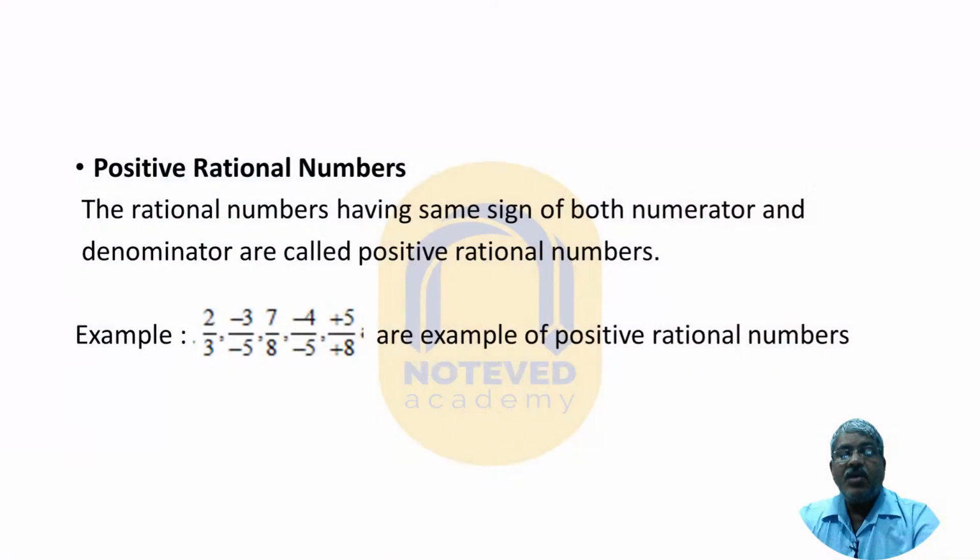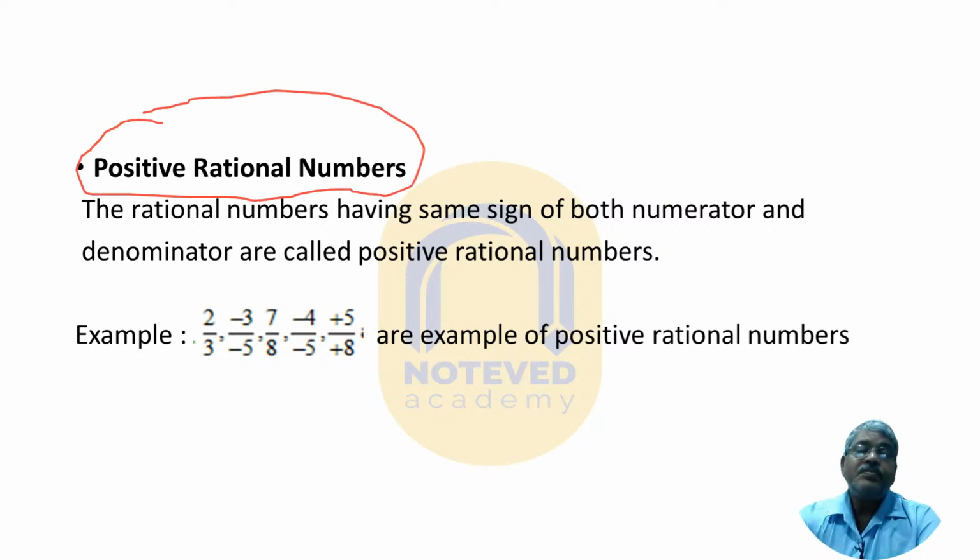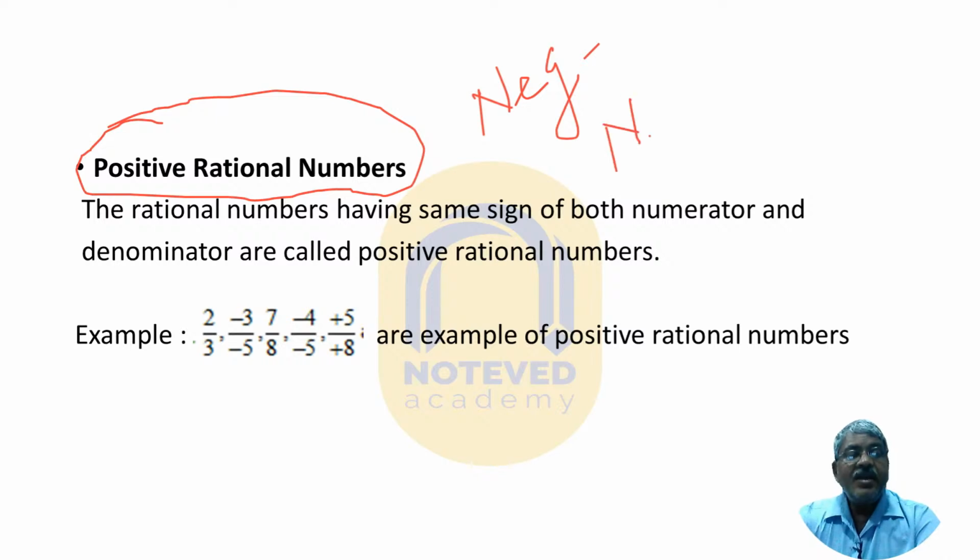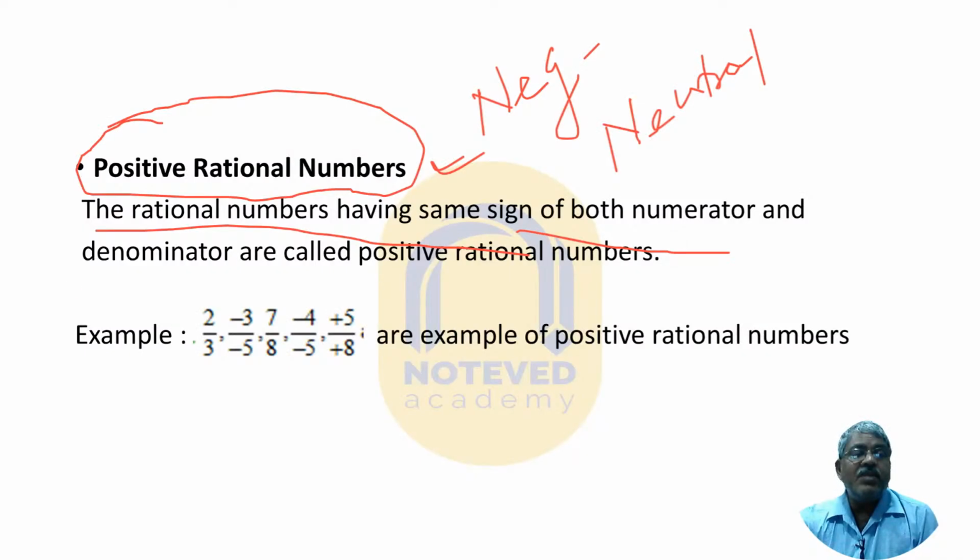Now, you see, there are 3 kinds of rational numbers. One, positive rational numbers. Second, negative rational numbers. Third, neutral rational numbers. What are positive rational numbers? I am explaining the fact. The rational numbers having the same sign in both numerator and denominator are called positive rational numbers.